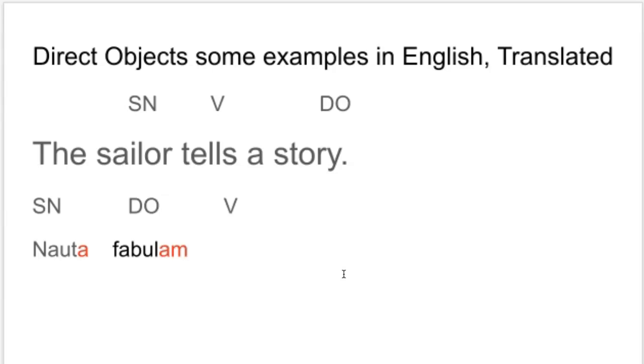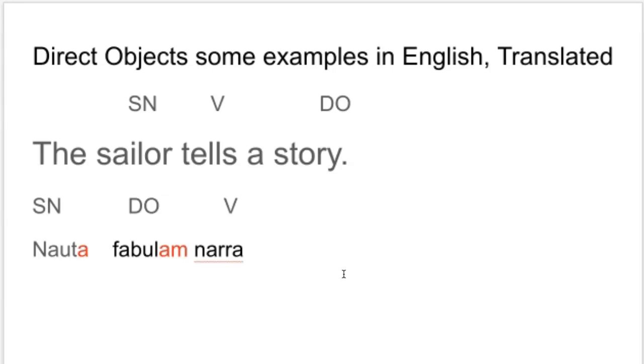And then lastly, we have the verb. Now, the verb, we have to think about this a little bit more. Our verb to carry is porto, portare, but the sentence is tells, which is narro, narrare. Sorry about that. And we find the stem for narrare by chopping off the re. What's left, narra, is the stem. To that stem, we are going to add our ending.